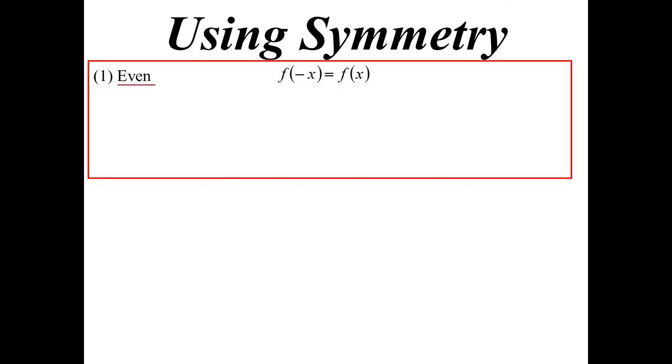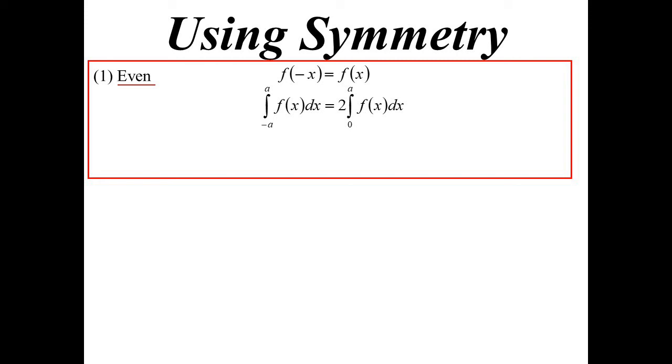Using symmetry to our advantage. Okay. Even functions. So f(-x) is equal to f(x). Now we've seen we can change this nicely by using the symmetry. Instead of integrating from minus a to a, we can go twice 0 to a.